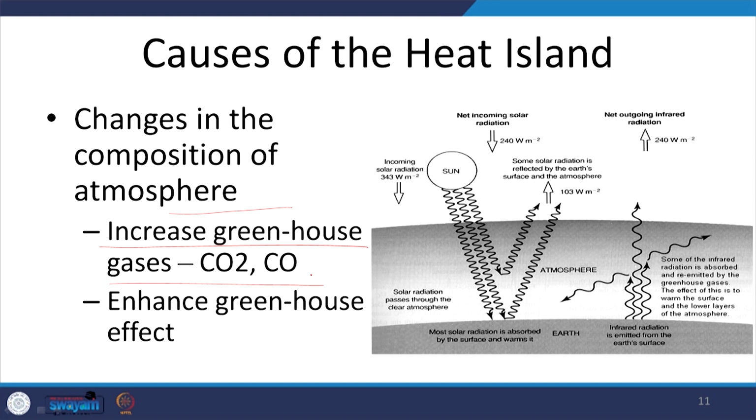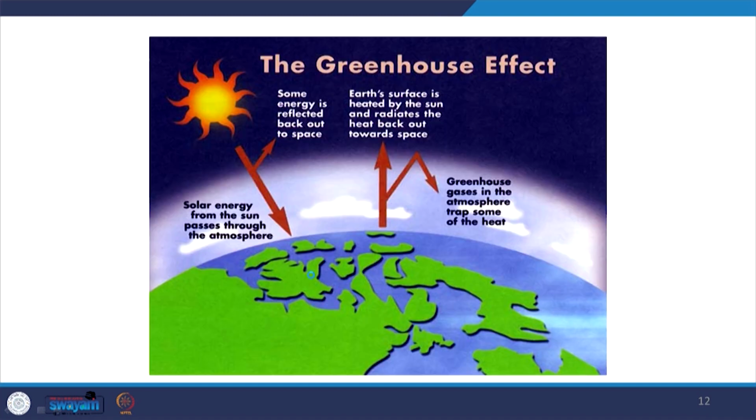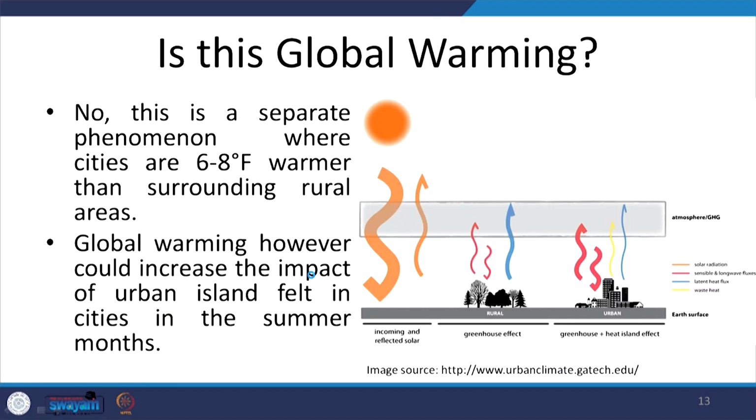Now, since the concentration of these gases is more in the cities, because there are more vehicles which release these greenhouse gases, there are more industries which release these greenhouse gases and all, we will have the heat island effect more pronounced in the cities. So, when I say greenhouse effect, no, it is not global warming. Greenhouse effect is just the phenomenon, but yes, when there is an increase in the presence of these greenhouse gases beyond a limit, it will lead us to global warming.